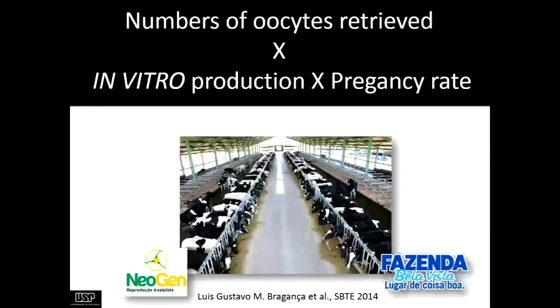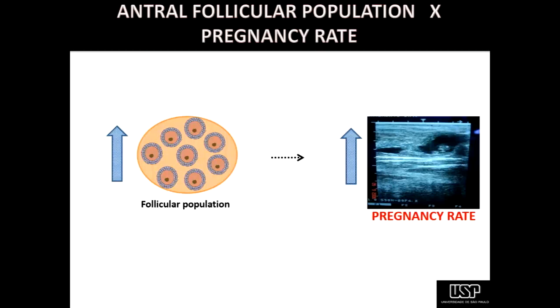This is Luiz Gustavo, and we are working together at Fazenda Bela Vista. It's a farm in Brazil that has 2,000 cows, and I will show you the data that we did with Luiz Gustavo, looking at the follicular population in IVF and pregnancy rate.